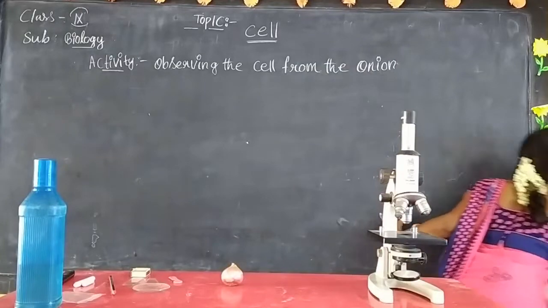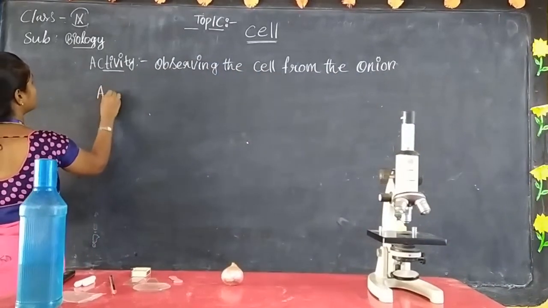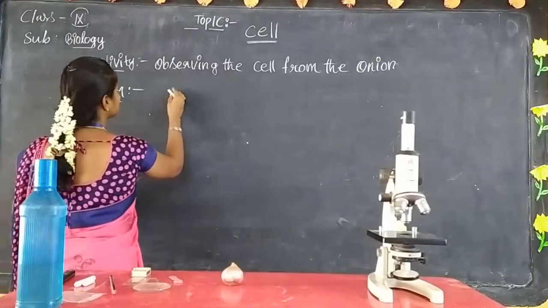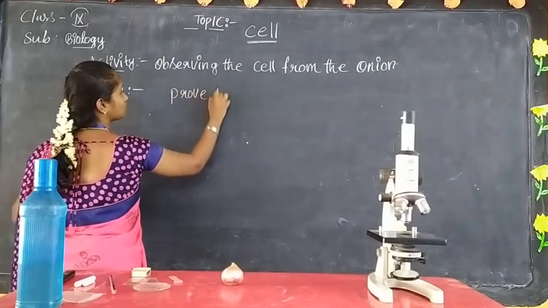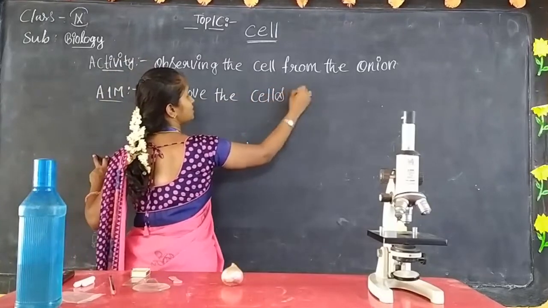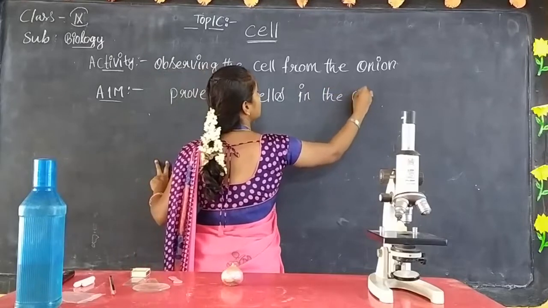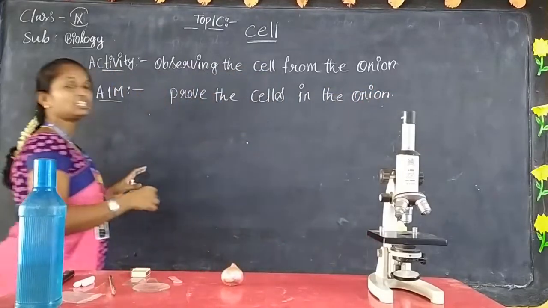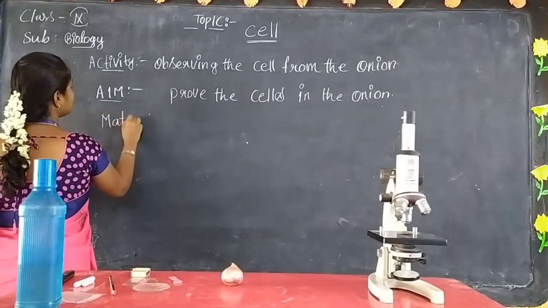Okay. And next, aim: to observe the cells in the onion. And what are the materials we needed? Materials.